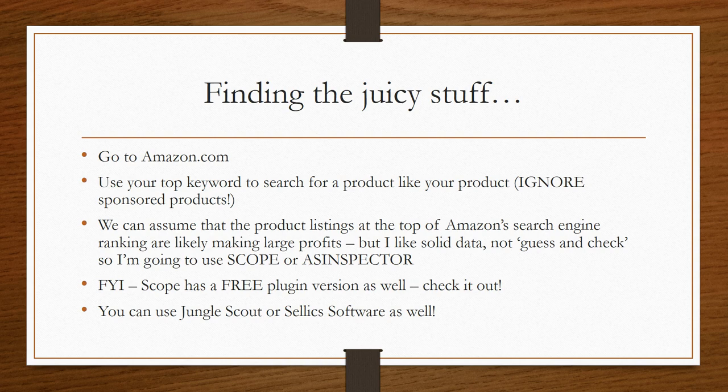Okay, so we're going to find the juicy stuff. First we're going to go to Amazon.com. Then we're going to use our top keyword or long tail keyword to search for a product that is very much like your product. It could look different, it could have slightly different features, but we want to stay within the same product type. We can assume the product listing at the top, like I said, is making relatively large profits.